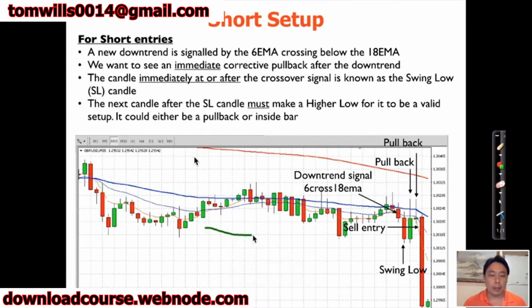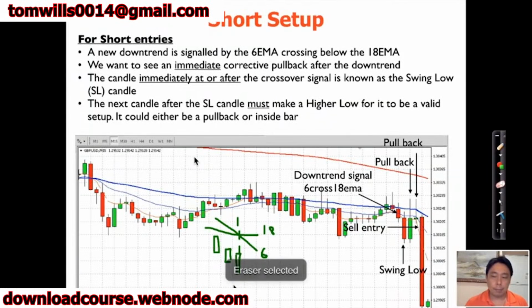So again, imagine this is the 6 and the 18 EMA, right? So once you see that crossover, right at the cross, okay, or right after the cross, we want to see a swing low candle. So this would be the swing low candle. So again, what makes it a swing low? It must be the lowest point in this new downtrend. So it's going to be lower than the previous candle and lower than the previous candle, for example. Okay. So what if the next candle makes a lower low like that?